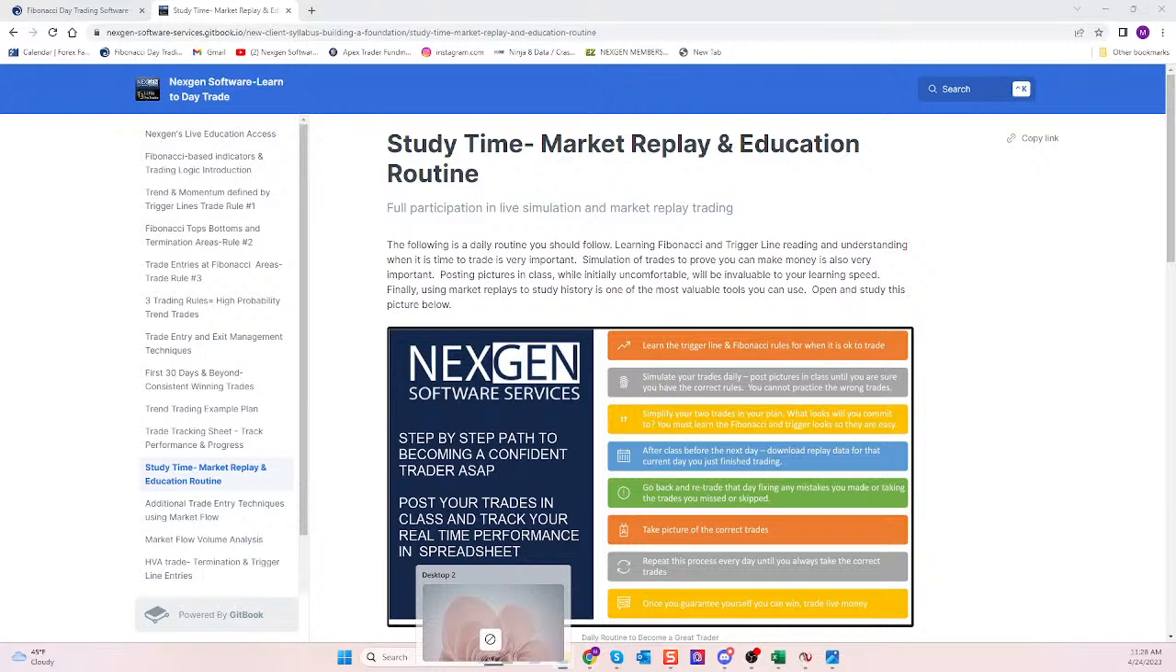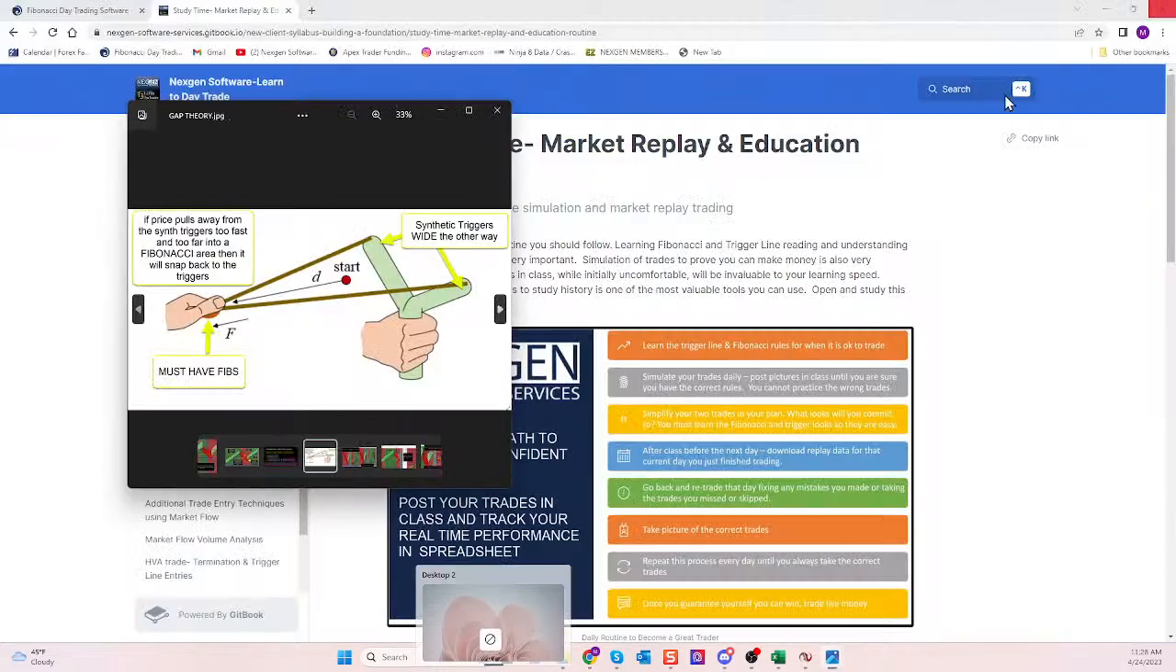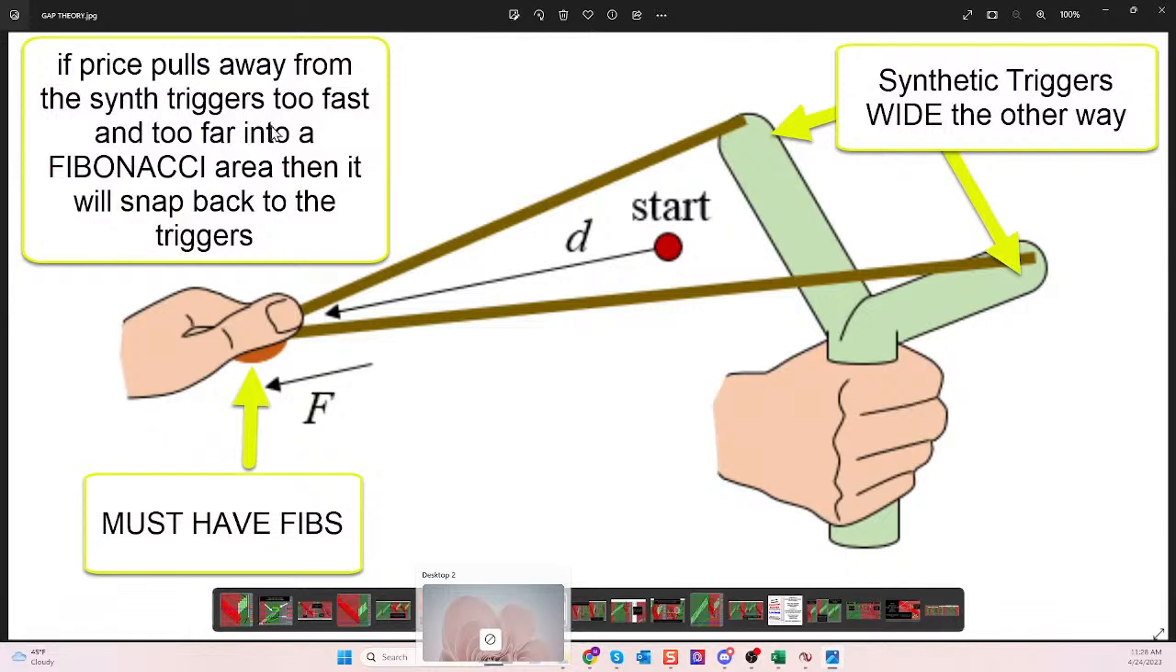The slingshot pick. Terminations. When is the mid-band a termination? Mid-band's a termination condition when price pulls away from the synthetic triggers too fast, and too far into a Fibonacci area. Excuse me. Guys, give me 1 second. I'm choking on my own spit.